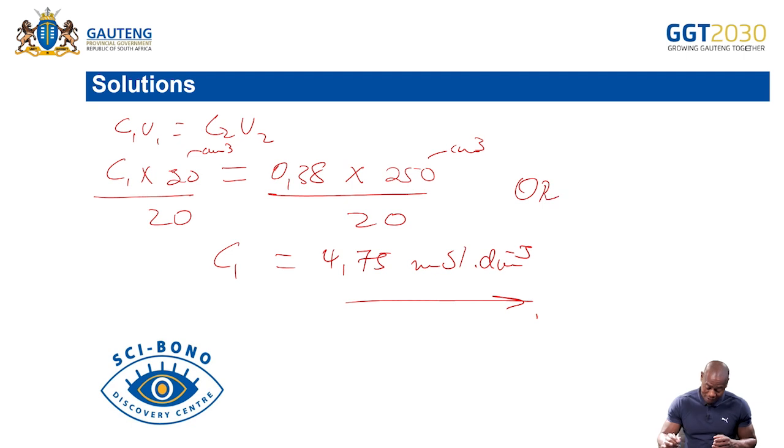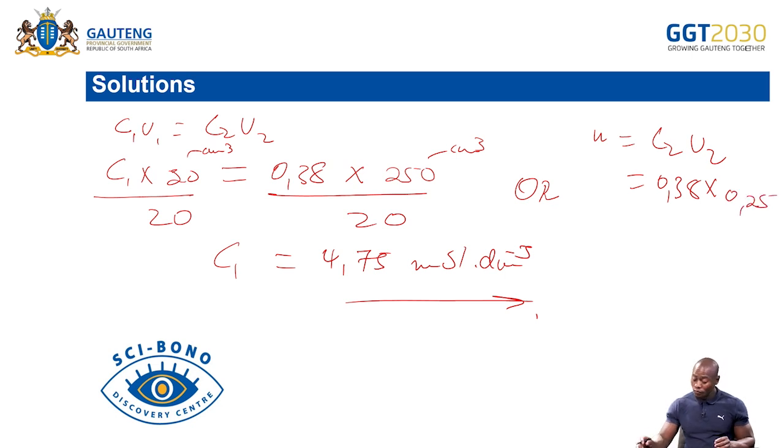Or start by calculating the number of moles. So the number of moles will be C2 V2. C2 is 0.38. V2 is 250 cubic centimeters. So convert cubic centimeters to cubic decimeters, divide by 1000. So divide 250 by 1000. It's going to be 0.25. So I'm having 0.38 times 0.25, which is going to be 0.095 mole.